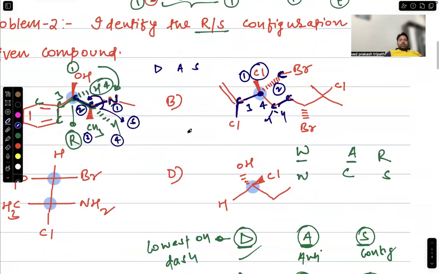So let me write down this. Carbon wedge is my first priority, dash is my second priority, the right side plane bond would be my 4th, the left side plane bond would be 3. Make sense? Please tell me everyone, this priority makes sense?